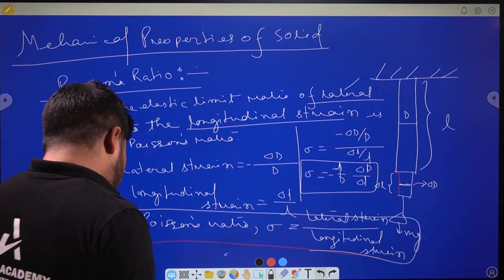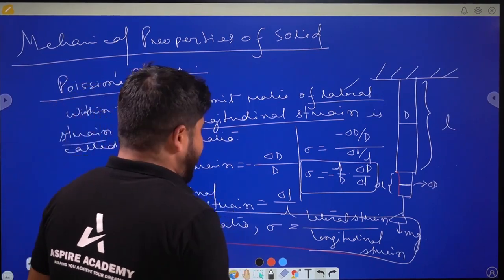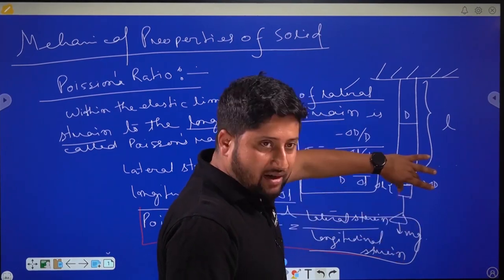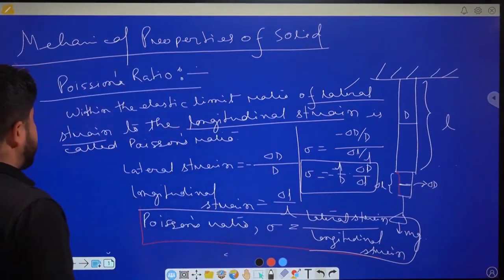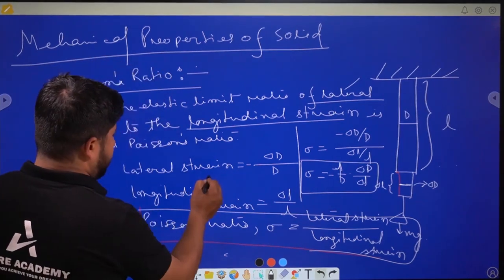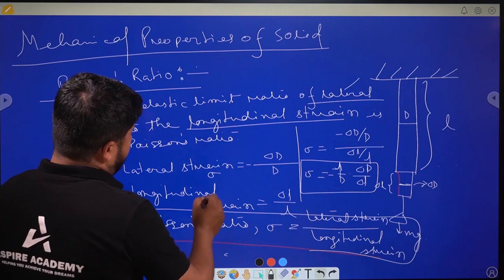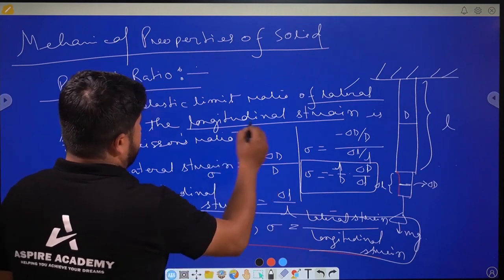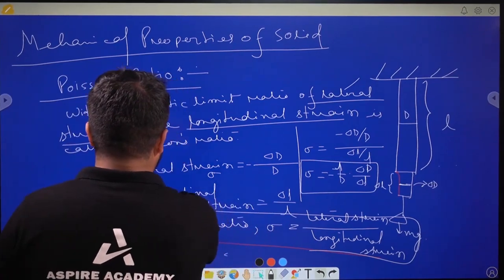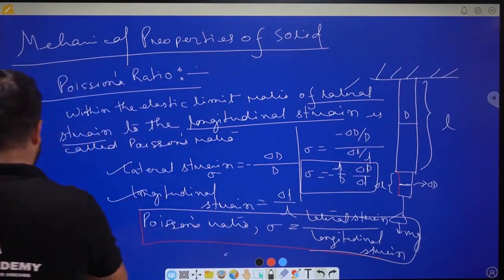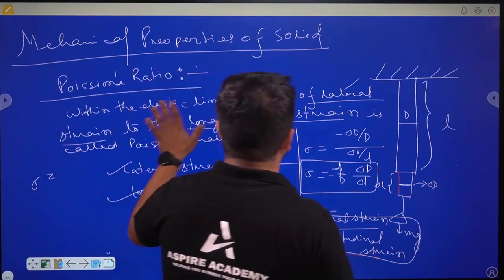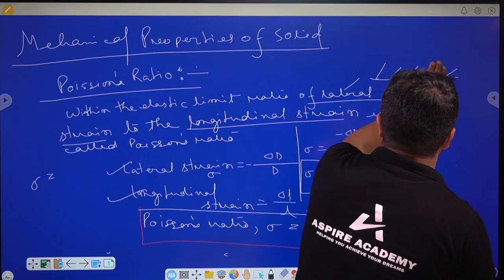In lateral strain, why is there a negative sign? Because if we increase the force here, the diameter decreases, that's why it is negative. So this is all about Poisson's ratio. Poisson's ratio is denoted by the letter sigma. Poisson's ratio means lateral strain to the longitudinal strain. So sigma is equal to lateral strain divided by longitudinal strain.